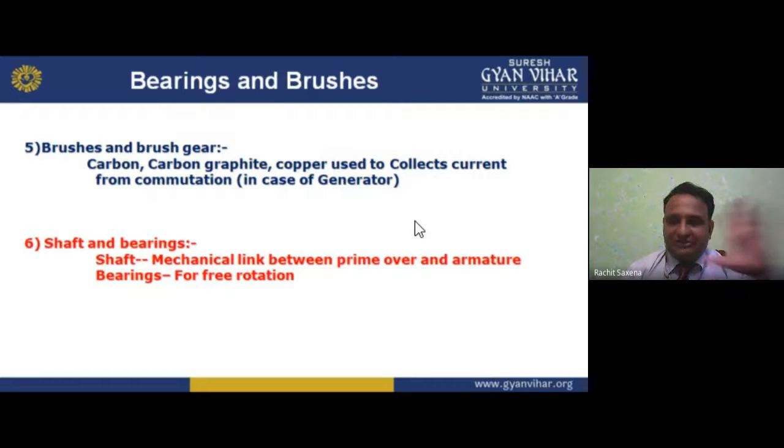Now, shaft and bearings. The shaft is basically the mechanical link between the prime mover and the armature. The prime mover is what we use to rotate and give mechanical input to the generator armature. The shaft is a rod on which we mount the armature. Now bearings. Bearings are for free rotation. An example of a bearing is in your cycle, where bearings let the tire rotate very easily between the two connections.